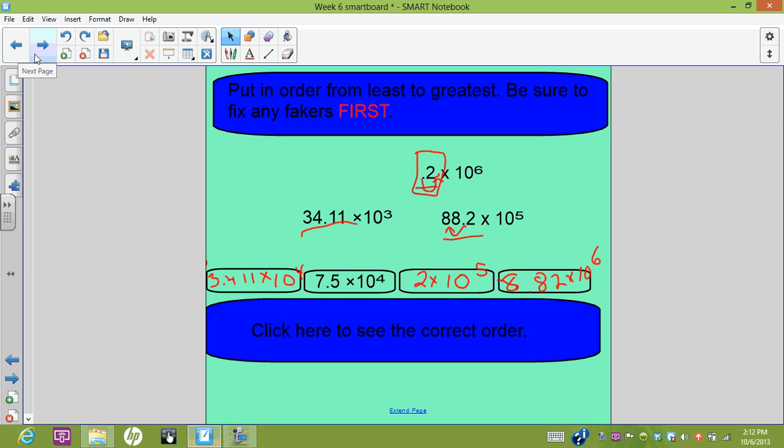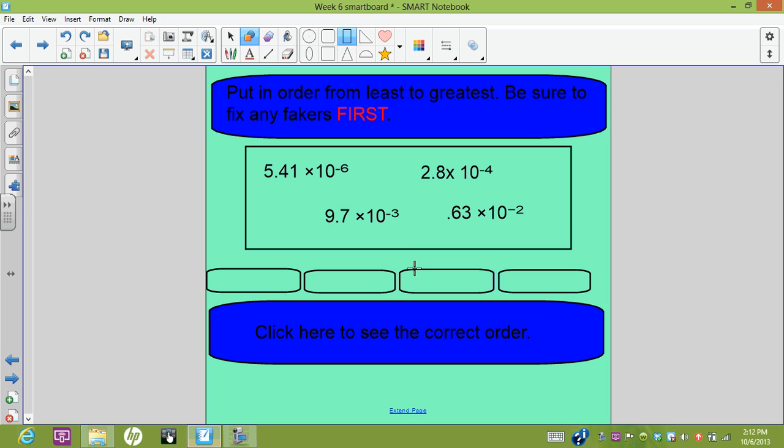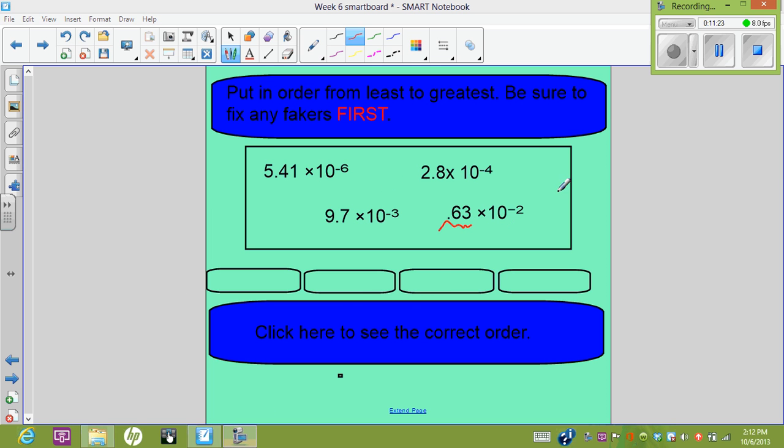All right, finally, I want you to try and put these in order from least to greatest, and this is going to be your reflection question. So I want you to type in your answer to the reflection question into Edmodo when you turn in your assignment and put these 4 numbers in order from least to greatest. Be careful because all of these are negative exponents, so be careful with those negatives. And we also have a faker in here, so don't forget to fix that faker before you start putting them in order. All right, I look forward to seeing your responses, guys, and have a good night.